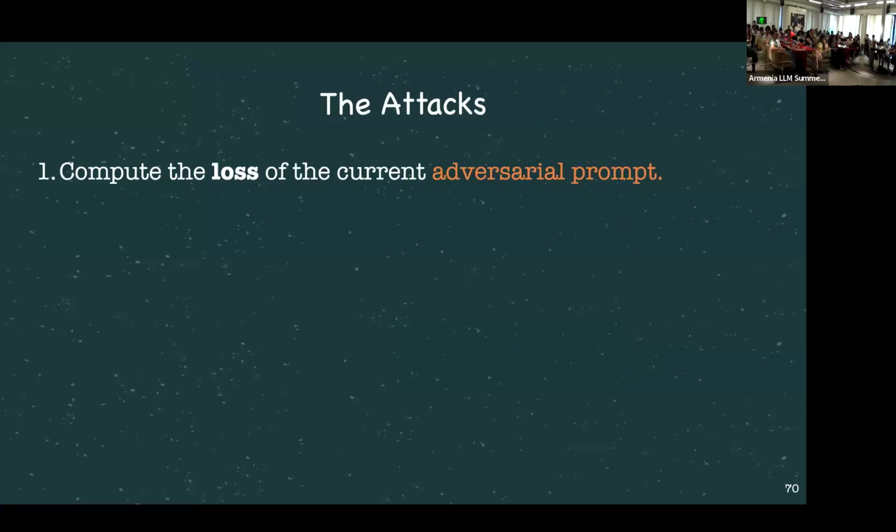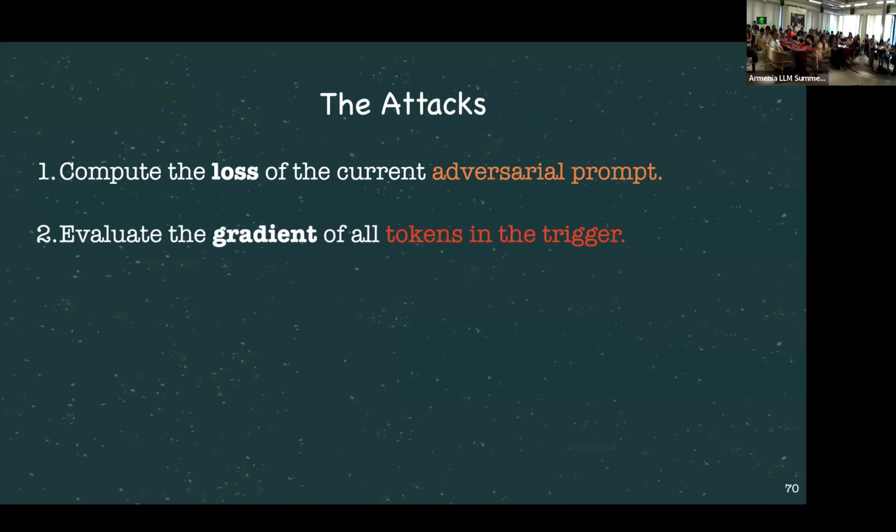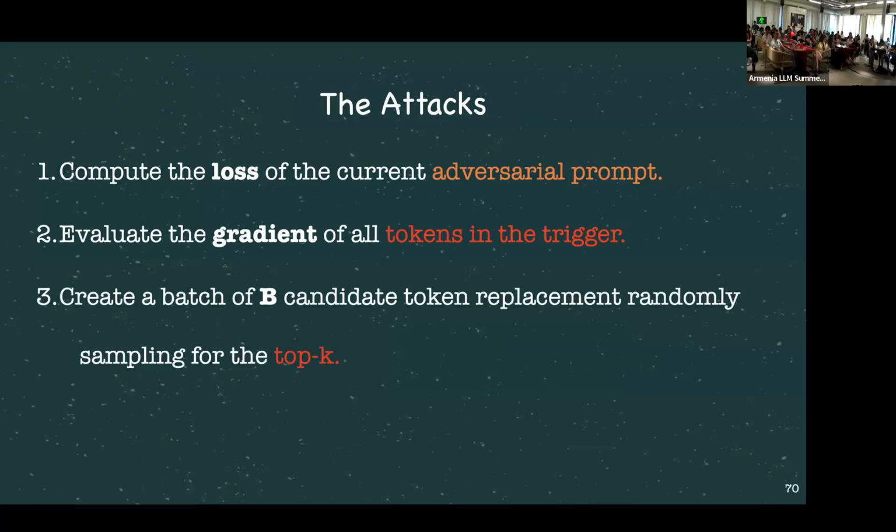Right. So in the end, the attack is quite simple, let's say. First, you compute the loss on the current adversarial prompt. Second, you evaluate this gradient. And so for all the tokens in the trigger, the current tokens, it gives you a ranking. Then you use this ranking to compute some candidates. So you don't only take the most promising token, but you take the top K most promising tokens. You have to try because it's a linear approximation.